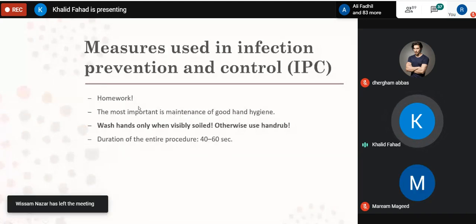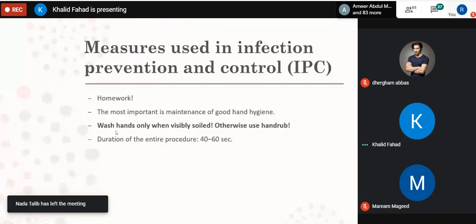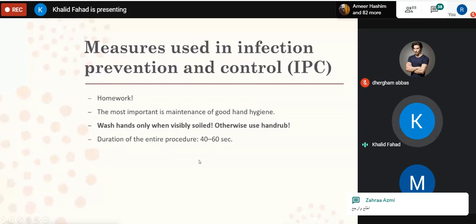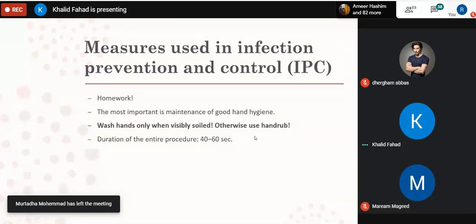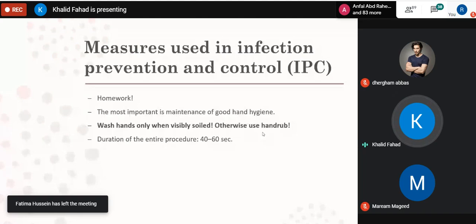The most important concept is maintenance of good hand hygiene. Rule number 1, always wash your hands when visibly soiled, for example, with blood or feces. Otherwise, you can use an ethanol-based hand rub. Typically, the duration of the entire procedure is a minimum of 40 to 60 seconds, and for the hand rub, at least 20 seconds.